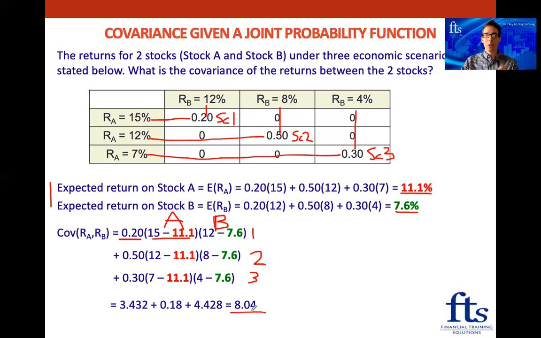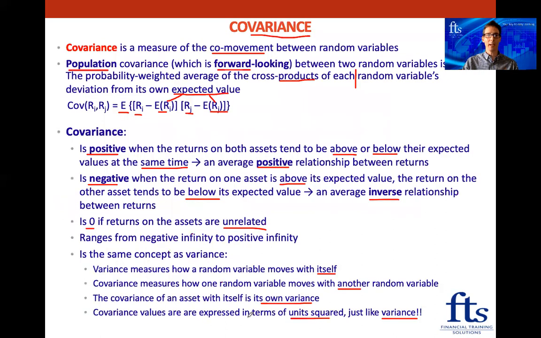What have we got here? We've got a positive number. So what does that mean? Let's just go back, as promised, to the previous slide. It says covariance is positive when the return on both assets tend to be above or below the expected values at the same time. Then we get this positive relationship between the two.